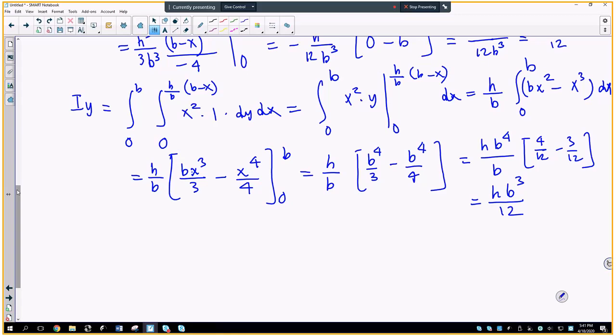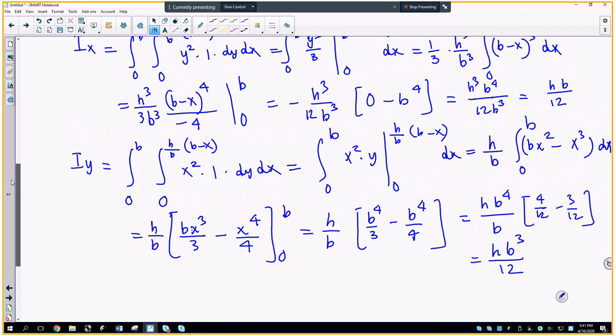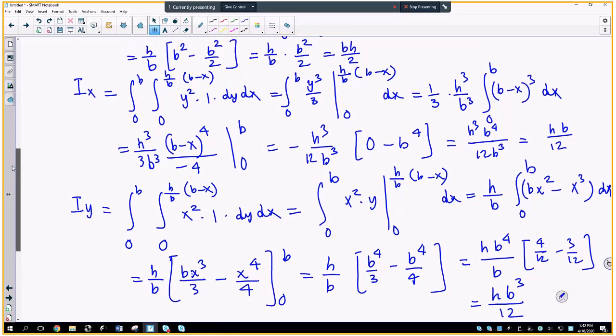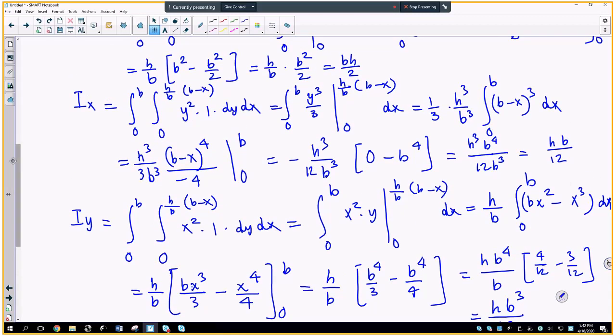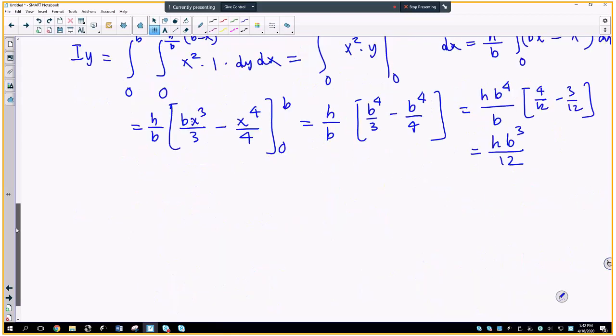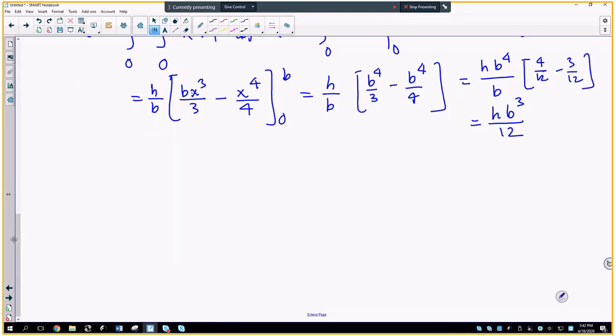So essentially, and oh, I actually forgot the h to the power 3 here, so I'm going to go ahead and put in the h to the power 3. So I got the Ix, I got the Iy, and I got the mass, which is bh over 2. And we are going to compute all this information in terms of finding x double bar and y double bar.